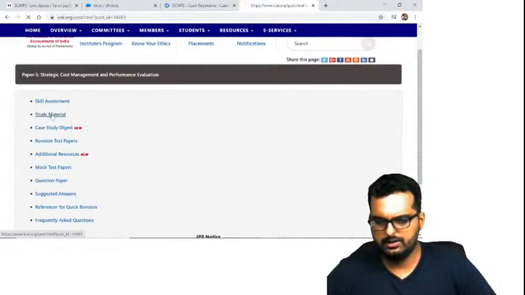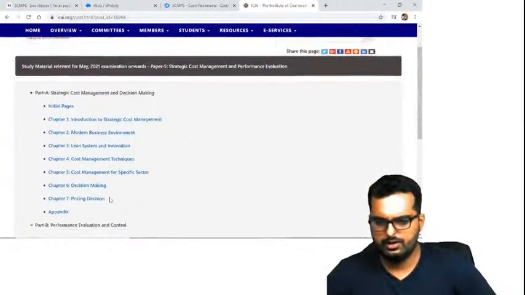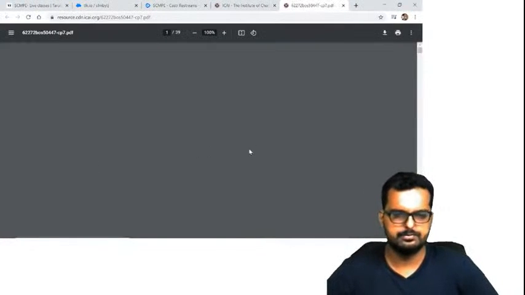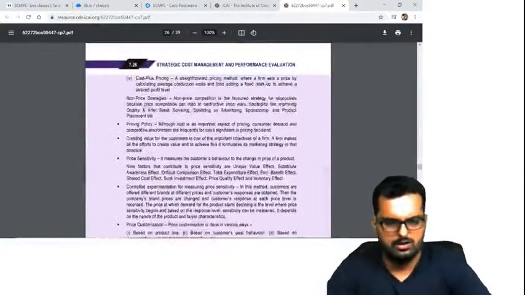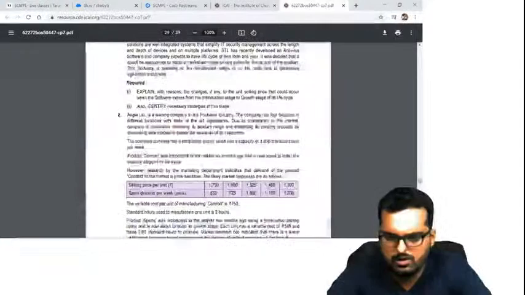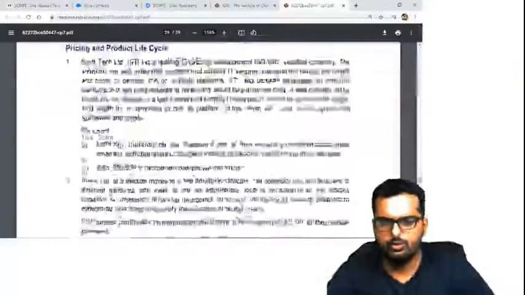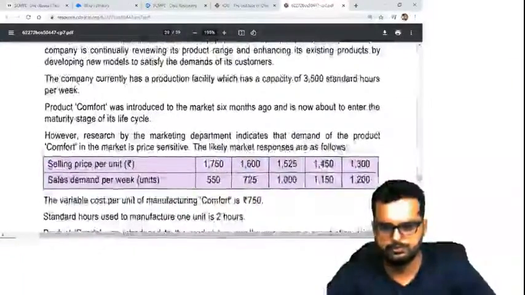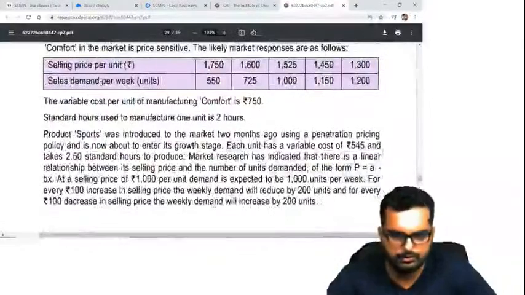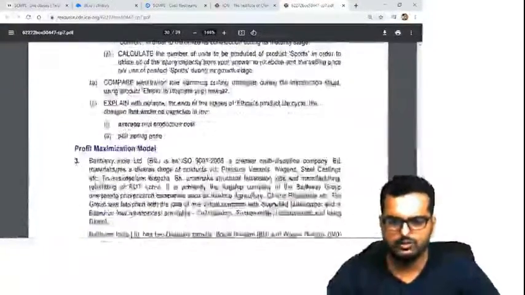Let's check the study material. May 2021. We are doing this chapter pricing. Okay, so here you are having 2 more questions. Okay, this is question number 2. This problem was not there in the earlier material. This came in the examination, so they have basically added this question over here.